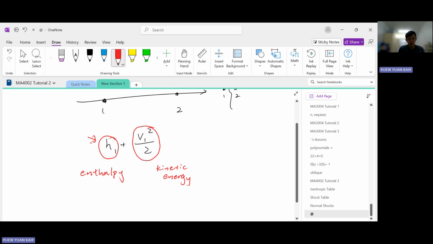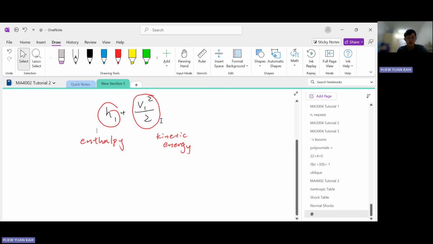So enthalpy is a defined term which comprises the internal energy and the flow work of the fluid. You don't really have to know what those details are, but at the end of the day, what you need to know is enthalpy is just part of the energy of a flowing fluid. The other part of the energy of the flowing fluid is the kinetic energy. So these are the two main parts of the energy in a flowing fluid.